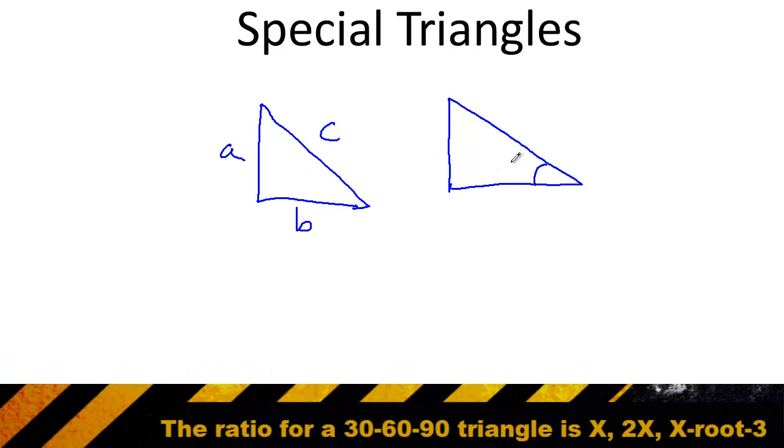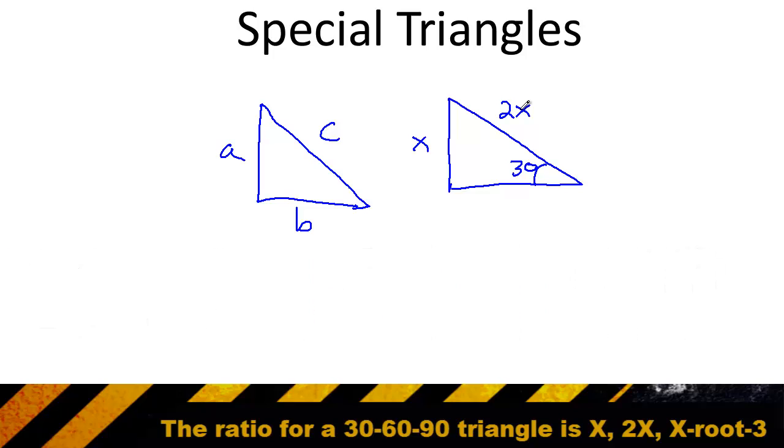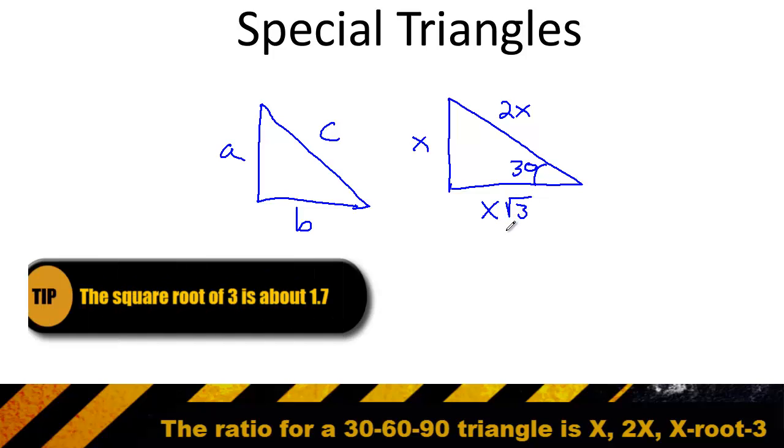On the 30, 60, 90 triangle, there's a special ratio of sides. The side opposite the 30 degrees is going to be your shortest side. We'll call that x. The hypotenuse on that triangle is going to be twice as big as your shortest side, or 2x. And the remaining side is simply going to be the shortest side times the square root of 3. Incidentally, you should remember the square root of 3 is roughly equal to 1.7.